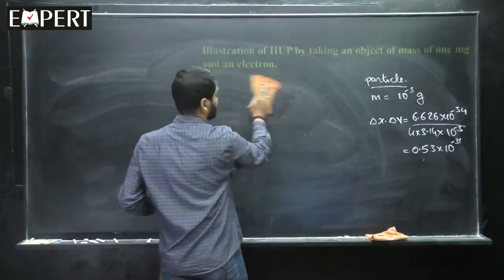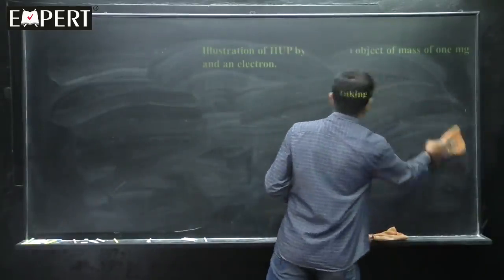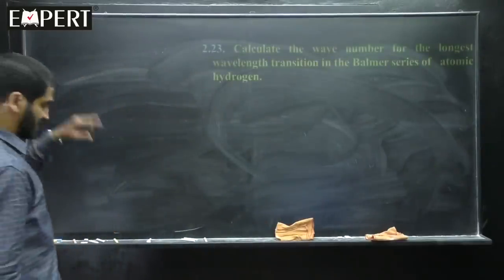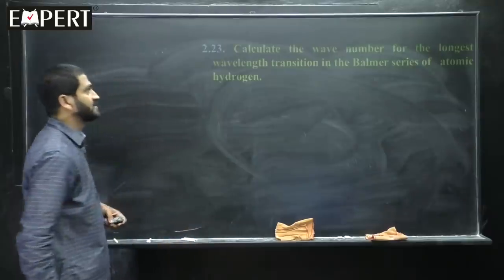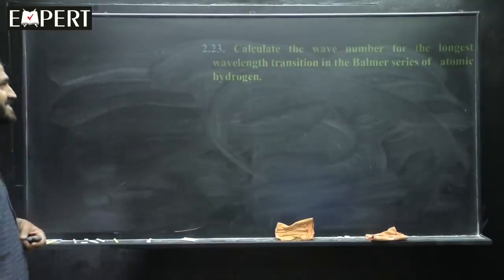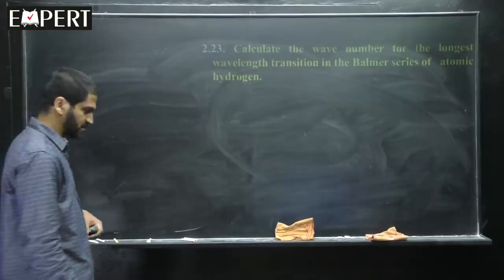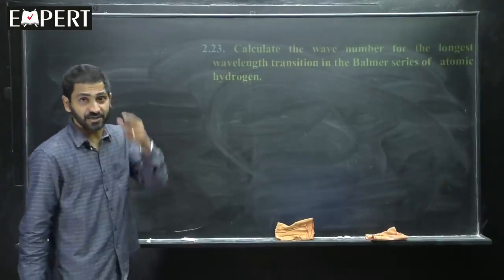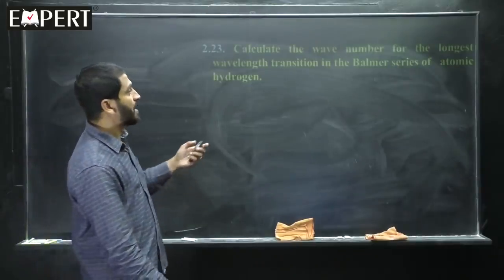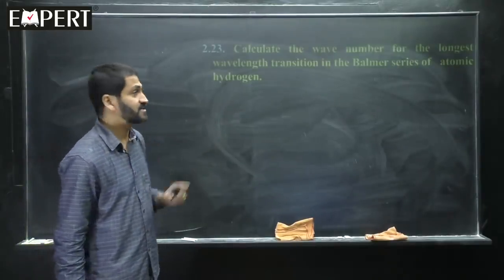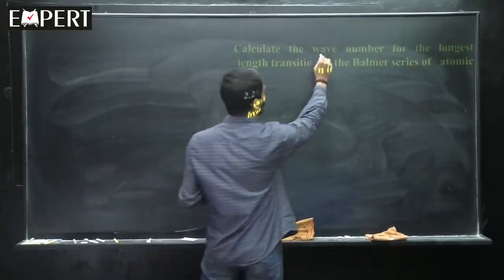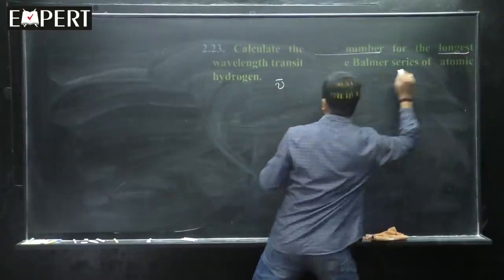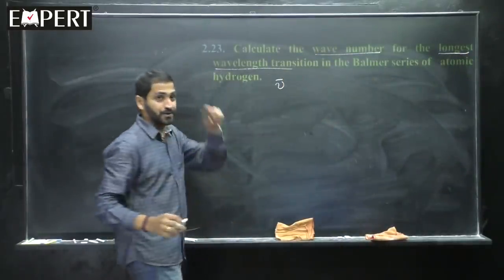Now, let's do some calculation. This is related to the concept that we discussed yesterday. Calculate the wave number of a longest wavelength. I hope you went through the concept yesterday. Calculate the wave number of the longest wavelength transition in the Balmer series of atomic hydrogen. Now, what is the hint? I have to calculate the wave number of the longest transition wavelength. I told you what is the longest.